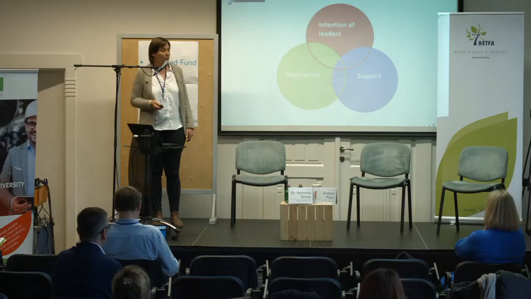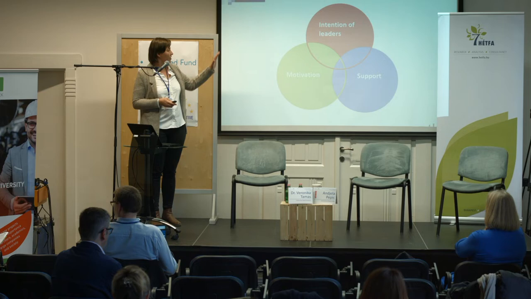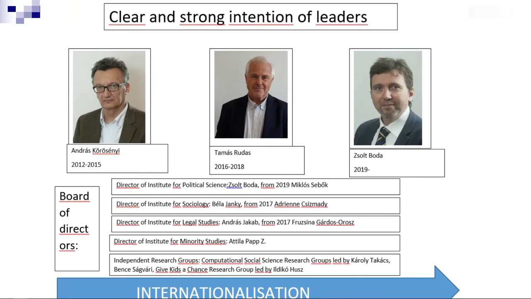What we did and what had to be done, so I think three areas were important: intention of leaders, motivation and support, and this is what I want to talk about. The clear and strong intention of leaders, I think, is the most important thing to achieve any goals in research management. We had three directors general, and they were very different personalities, but they shared the same intention that internationalization should be done in the institution, and they did not hesitate to provide funding sources and of course personnel to this goal.